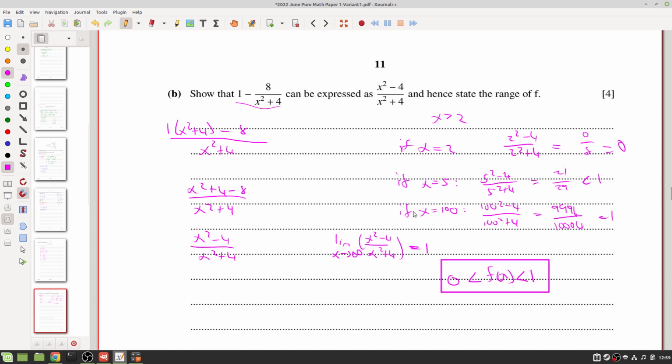Okay, again, if you found a different way to do this instead of just showing this limit idea, please let me know in the comments. It'd be interesting to see.